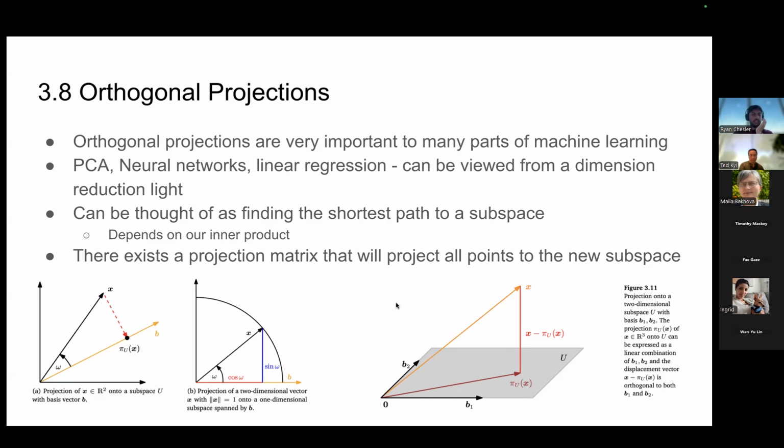This is a very core concept. One of the interesting things about this too is there exists a projection matrix that you can find, and that will project all of your points from one space into the new subspace. Once you find that matrix, you can just map every point in this space to the new space just by applying that projection matrix. And that's useful in various different ways too.